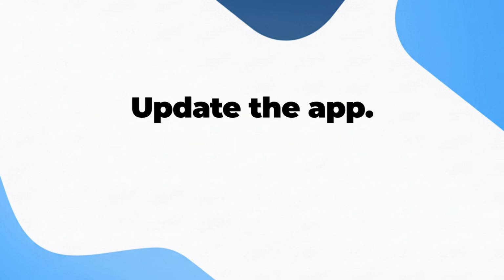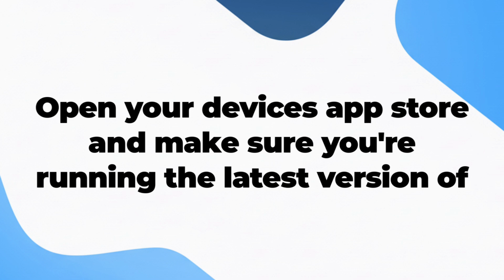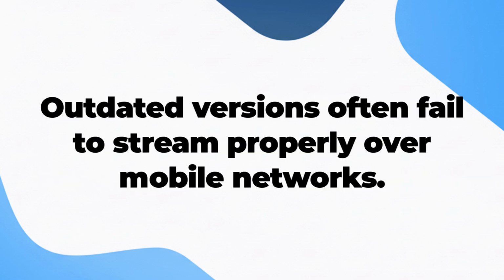Step 6. Update the app. Open your device's App Store and make sure you're running the latest version of YouTube TV. Outdated versions often fail to stream properly over mobile networks.